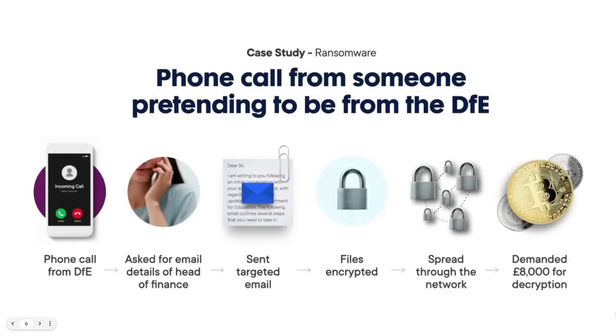As we saw in the previous video, this school had their data encrypted, and this resulted in the school having no access to its computer network or data for several days. The criminals began the scam by phoning the school and pretending to be from the Department for Education in England. It's worth noting criminals might pretend to be from any education department in the UK, depending on what school they are targeting.